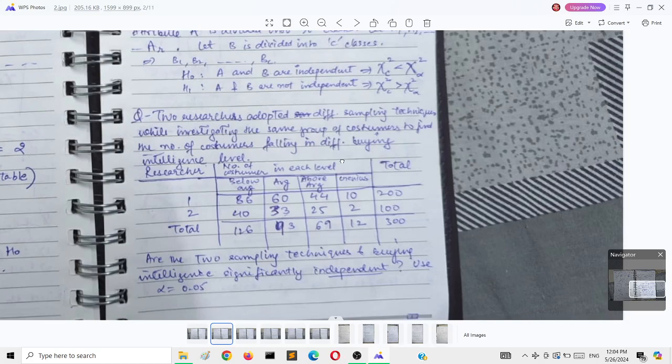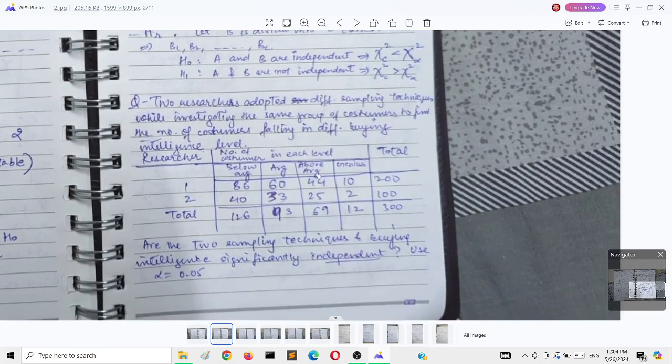Okay, so let's actually see. Two researchers adopted different sampling techniques while investigating the same group of customers to find the number of customers falling in different buying intelligence levels. So we have the table as follows: we have two researchers, the researcher column, and the number of customers in each level: below average, average, above average, and genius. This is the intelligence level in the buying habit, right?